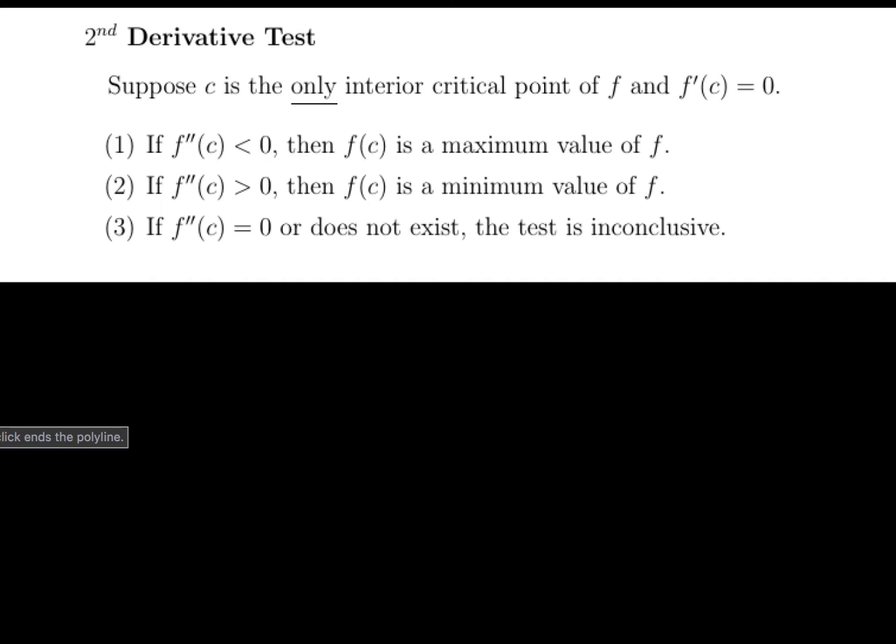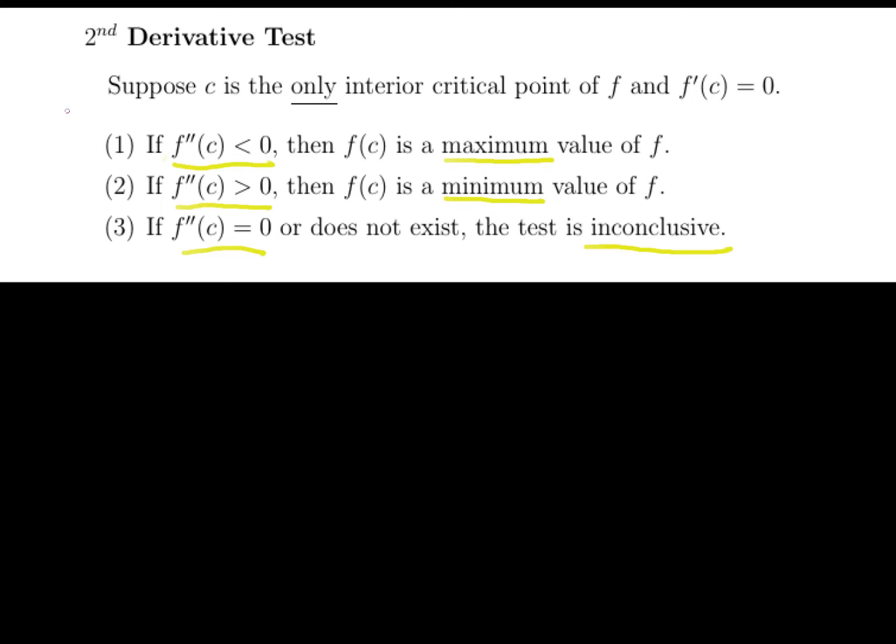And so what we start with is we've got a critical value, and it's the only interior critical value. And we have the derivative is 0. So what it says is that if we look at what the second derivative is, here we have the first derivative is 0, but we ask, what is the second derivative at that point? And if the second derivative is negative, then you have a maximum. And if the second derivative is positive, then you have a minimum. And if the second derivative is 0, then the test is inconclusive.